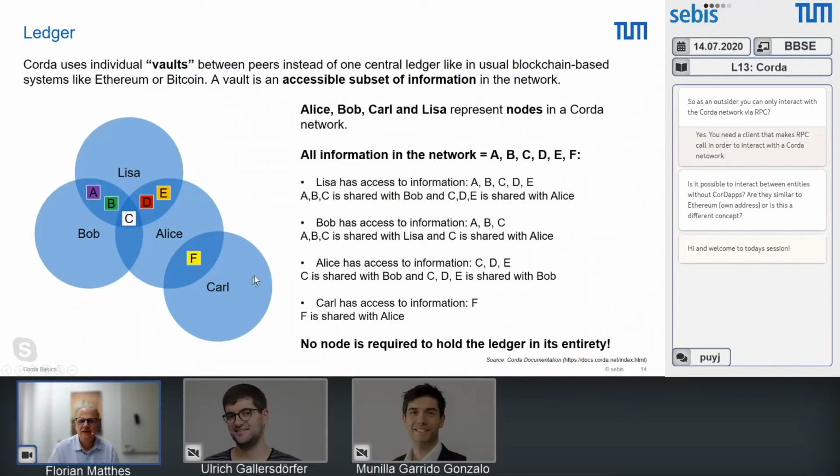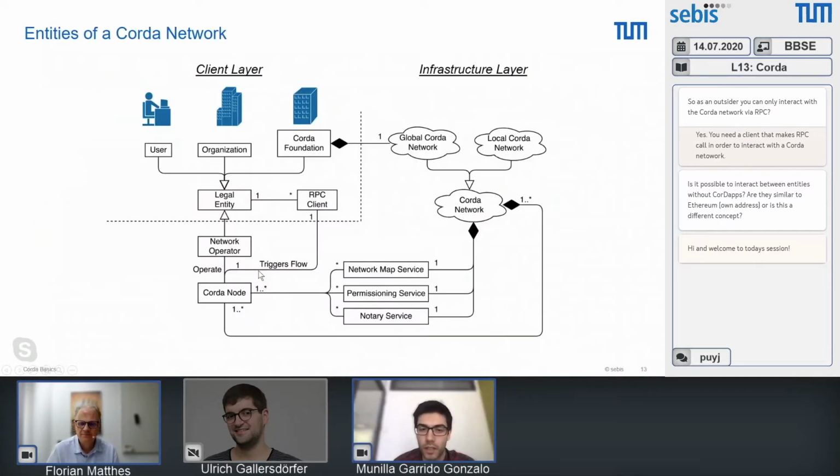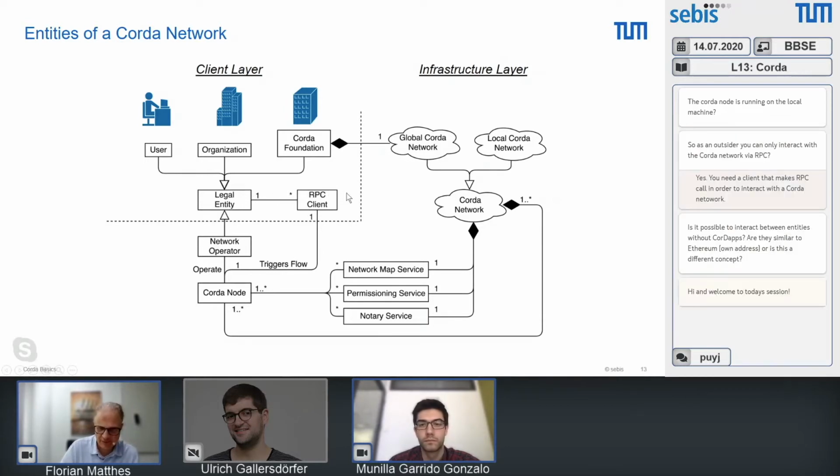Okay. There are a couple of questions that just popped up out of thin air. So we have one that asks whether the Corda node is running on the local machine. No, so the RPC client would be something you could start on a laptop if you have the right permission, more or less, if you have the right signatures, but then you would submit it to the Corda node.